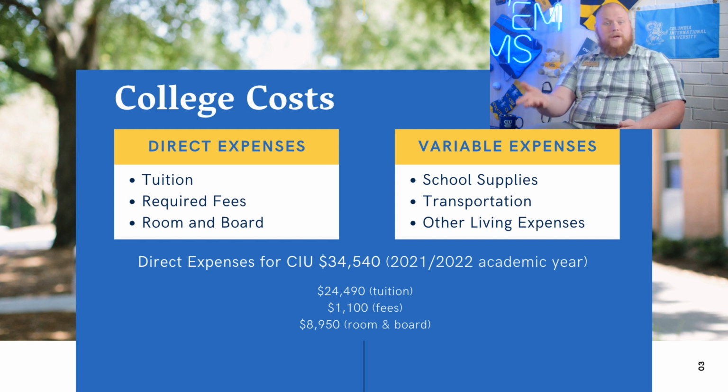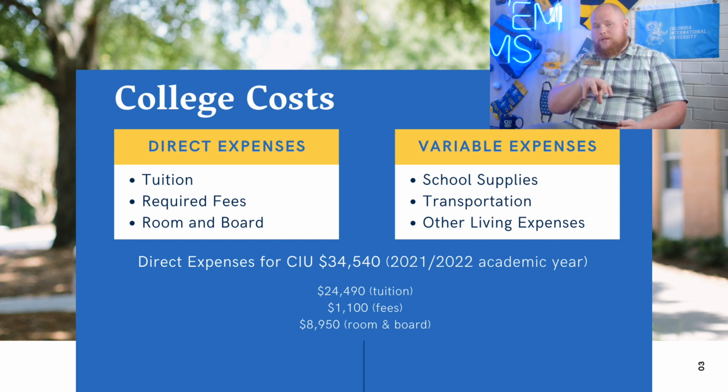The next one would be transportation. So if you're looking at bringing your car to college, you want to make sure that you'll have the money for gas to go places as you want to. And then there's other living expenses such as Cookout runs or Chick-fil-A or whatever you want to do. Just go out for a play, something like that. So these variable expenses are completely determined by the student, really.